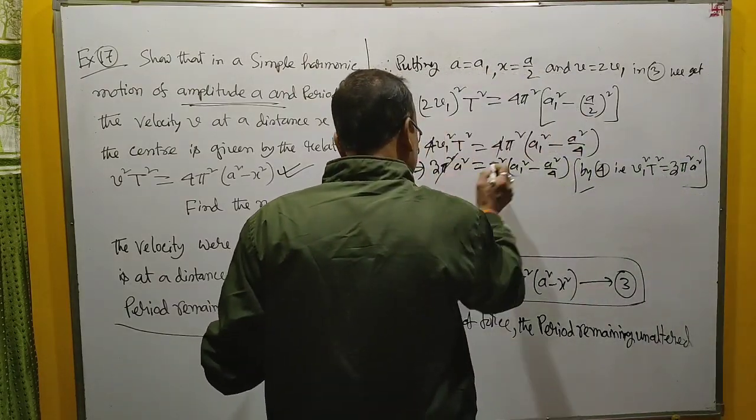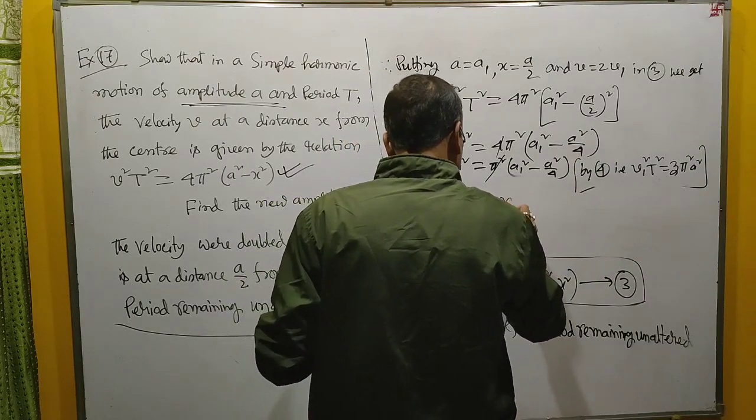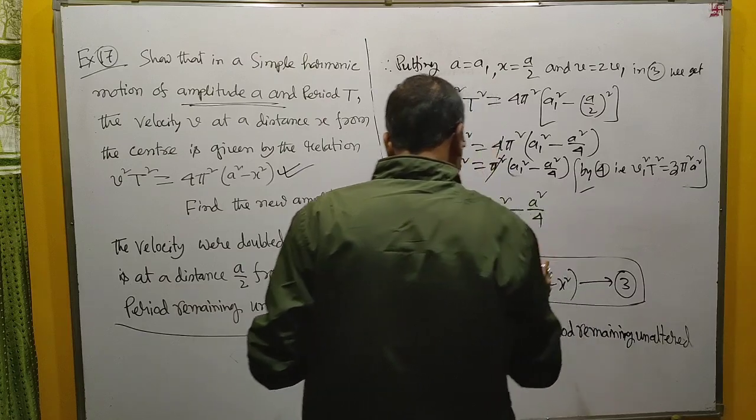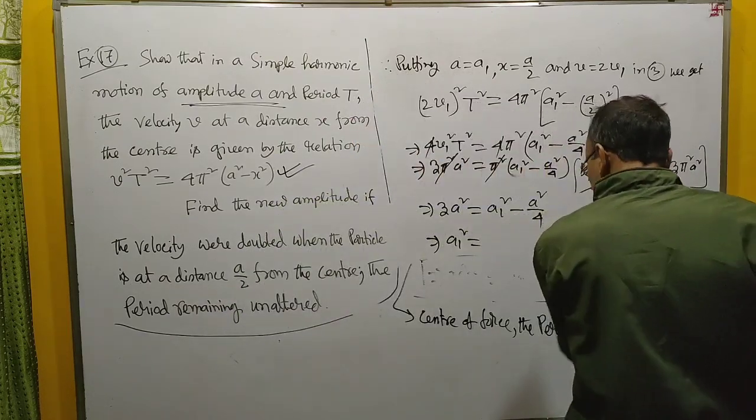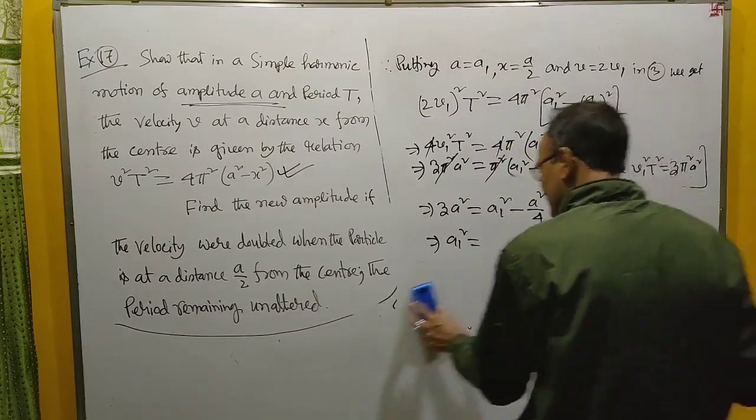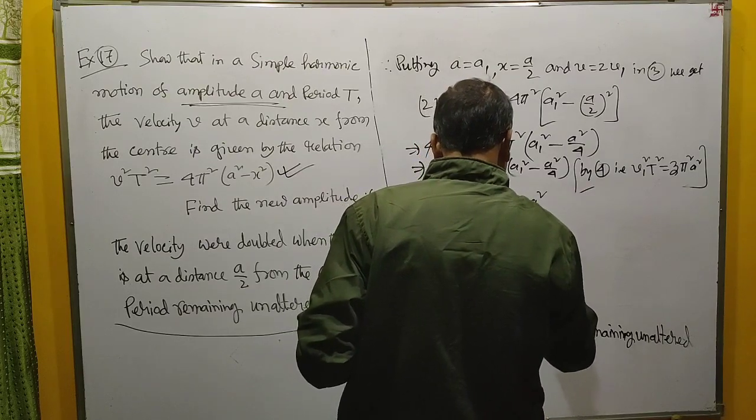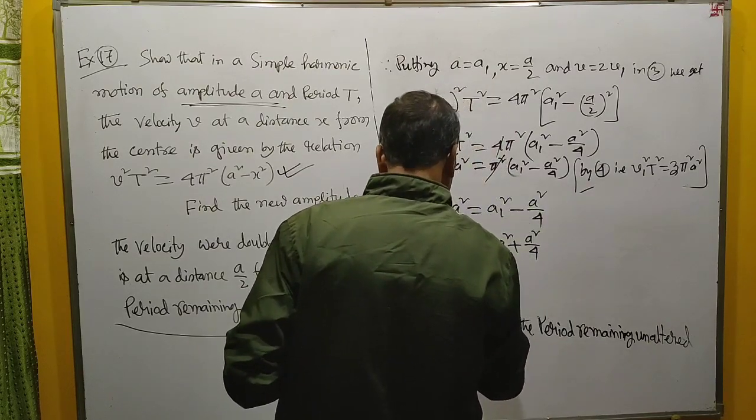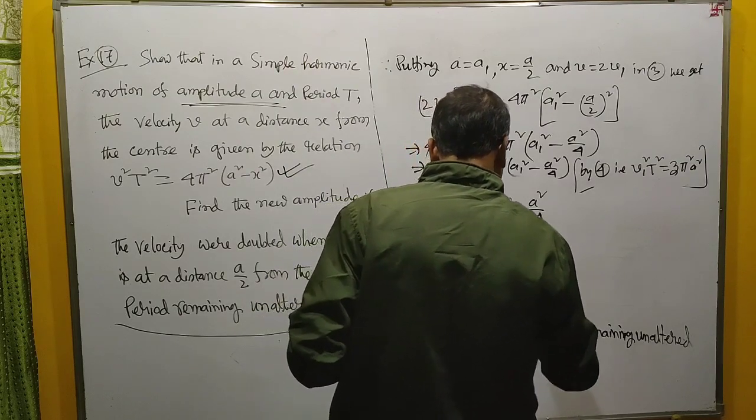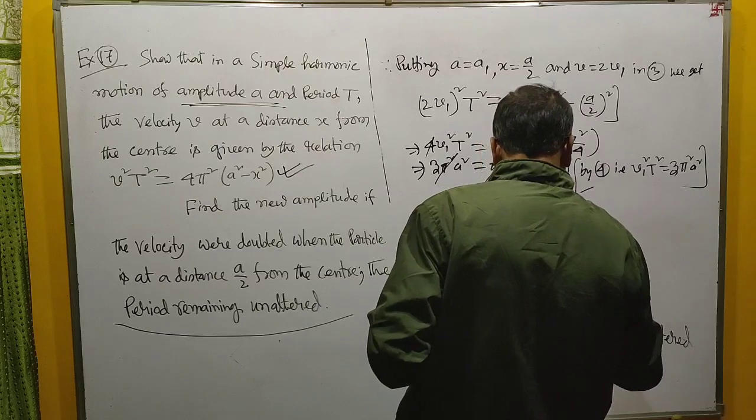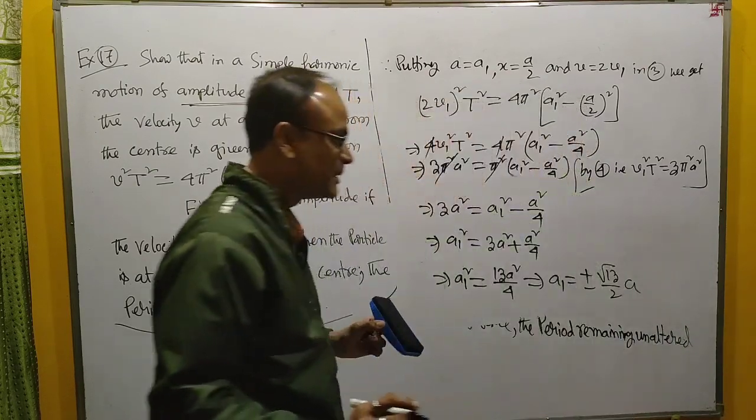Now pi square will be cancelled. Thrice A square equal to A1 square minus A square divided by 4. This means A1 square is equal to thrice A square plus A square by 4. This means A1 square is equal to 13 A square divided by 4. This means A1 equal to plus minus root 13 by 2 A.